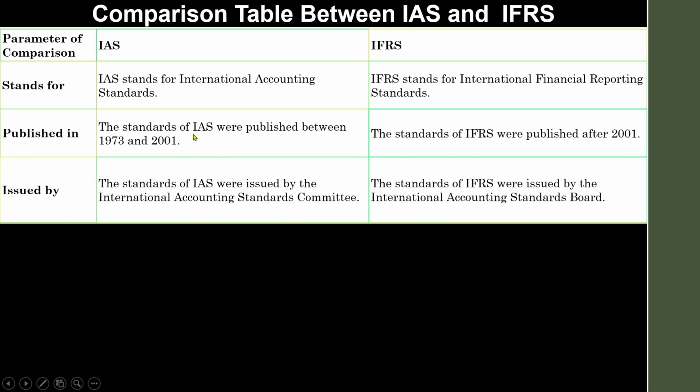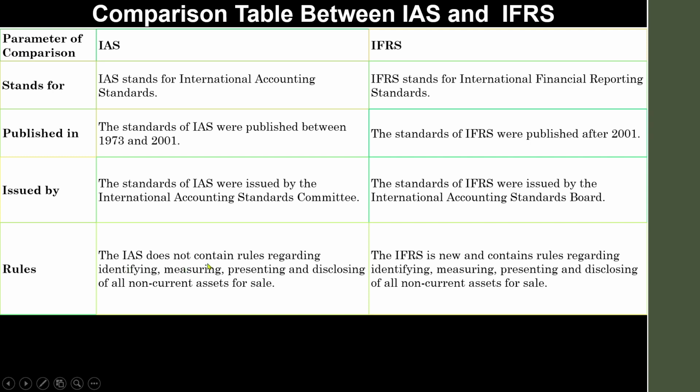And after 2001, this International Accounting Standards Committee was dissolved and formed into the International Accounting Standards Board. So, the IAS was issued by the International Accounting Standards Committee, whereas the IFRS standards were issued by the International Accounting Standards Board. That is the only difference.